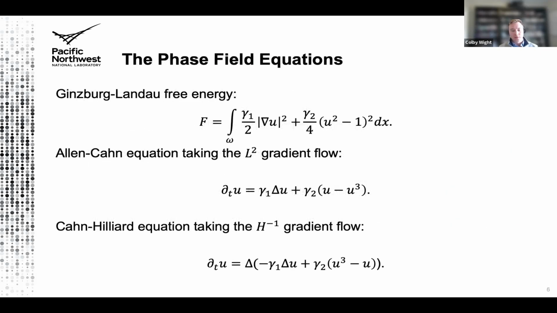A little bit more on these equations. They're related in that they both can be derived from this Ginzburg-Landau free energy function at the top here. The Allen-Cahn equation, we can derive by taking the L2 gradient flow, and we obtain this form with the equation here in the middle. And the Cahn-Hilliard equation, we can derive by taking the H inverse gradient flow, seen here at the bottom.